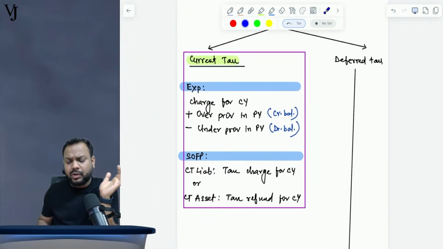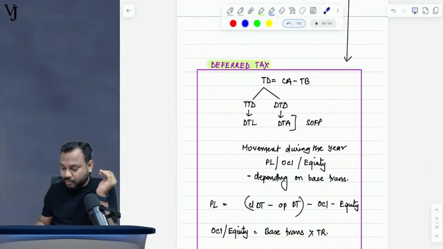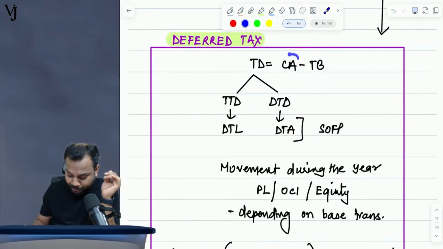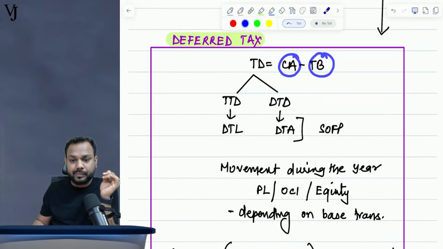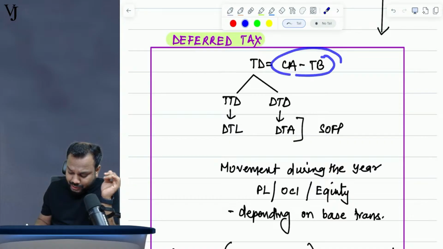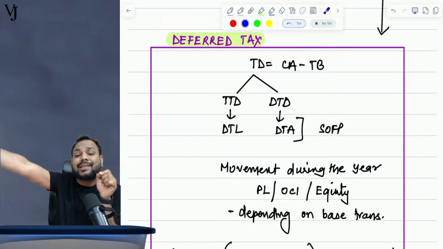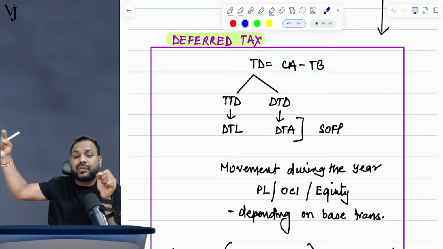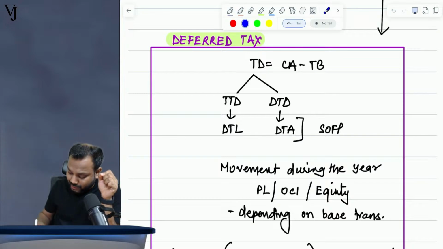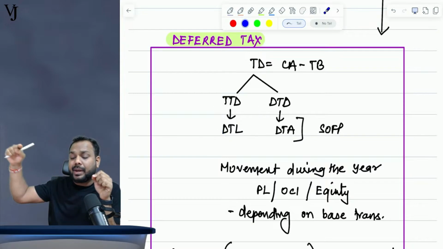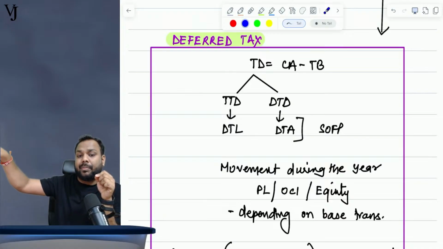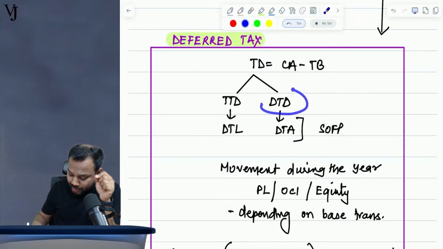Now, this is from the point of view of current tax. Now, deferred tax. How do we compute deferred tax? Understand. For deferred tax, we need to compute carrying amount and tax base. The difference of the two is the temporary difference. If this temporary difference increases future tax payments, it is a taxable temporary difference. If this temporary difference decreases future tax payments, it is a deductible temporary difference.